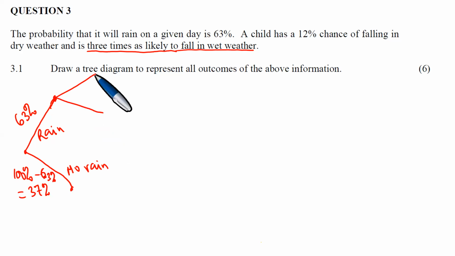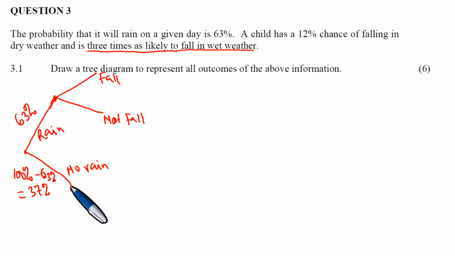The probability of a child falling: the child might fall, or the child might not fall. Either the child falls when they're walking, or the child does not fall. So a child has a 12% chance of falling in dry weather.